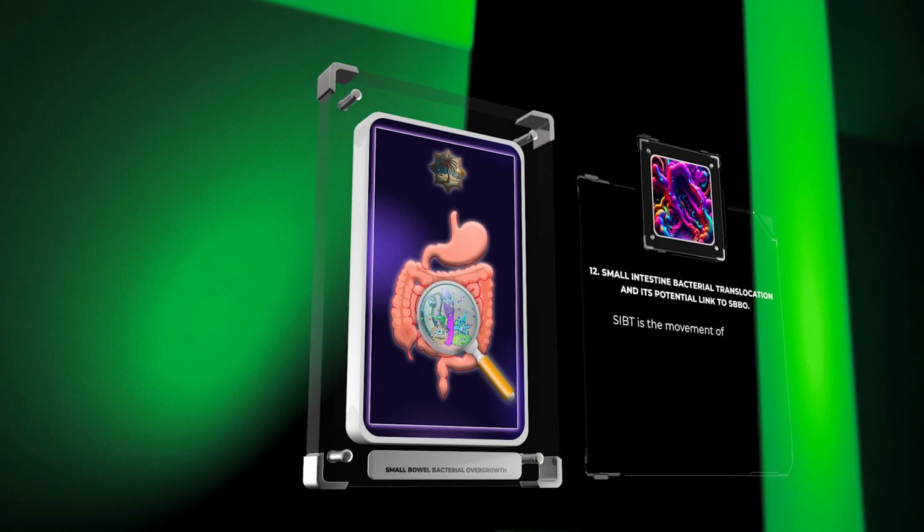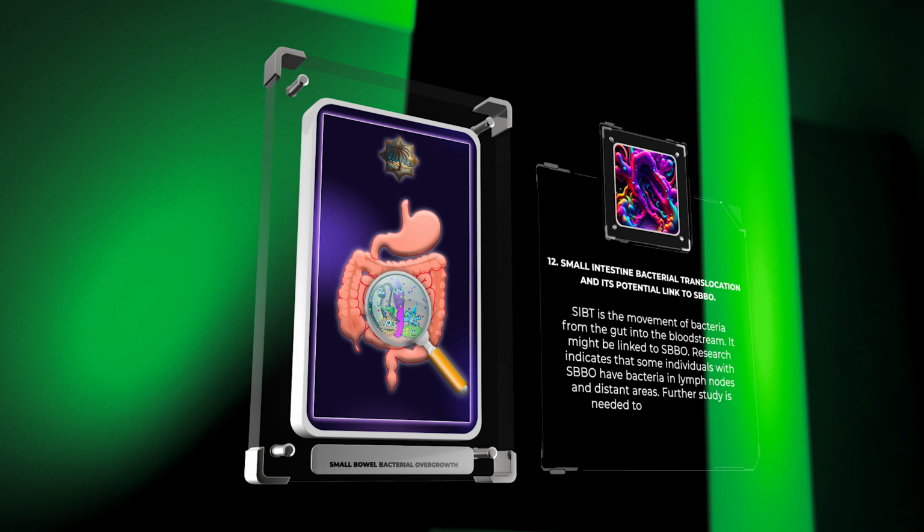SIBT is the movement of bacteria from the gut into the bloodstream. It might be linked to SIBO. Research indicates that some individuals with SIBO have bacteria in lymph nodes and distant areas. Further study is needed to understand this connection better. Our video will dive into SIBT and its possible role in SIBO.